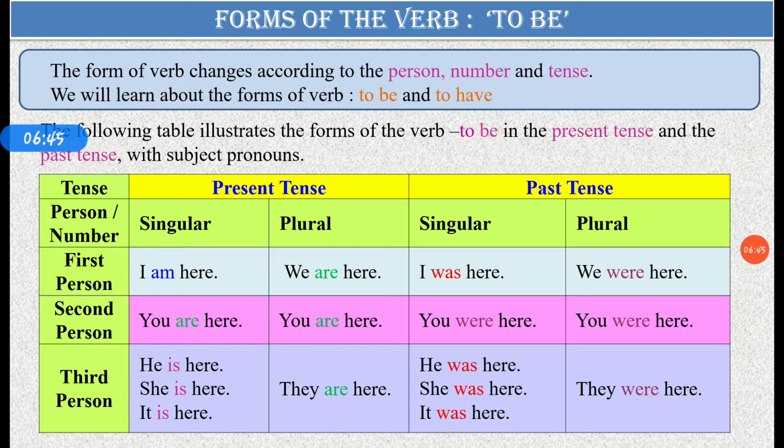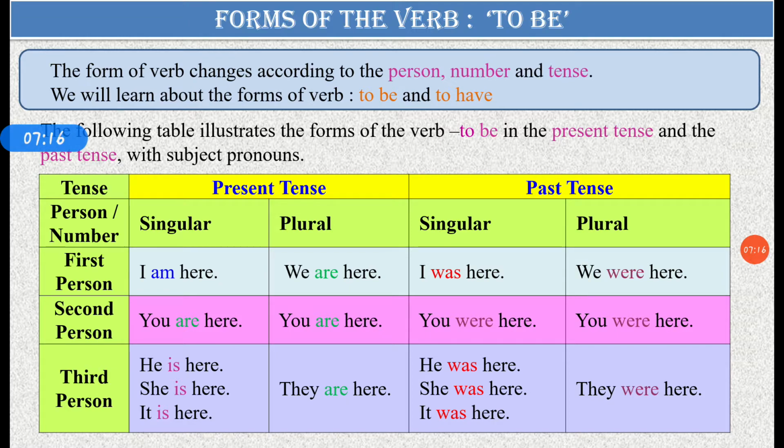If we talk about the first person, that is, I am here. Singular: I is a singular noun. Plural: we are here. If we talk about the second person, you. So in present tense with a singular noun we use you are here, and for plural we also use you are here.